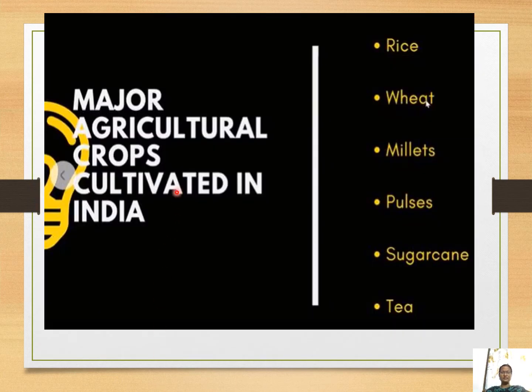Agriculture is practiced all over the world. India is home to a variety of crops. India ranks second worldwide in agricultural output. Let us read about some of the major agricultural crops cultivated in India. Rice, wheat, millets, pulses, sugarcane, tea and coffee are some of the major agricultural crops cultivated in India. Let us see them one by one.